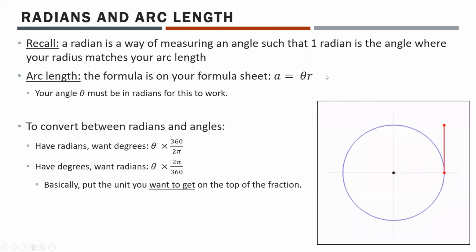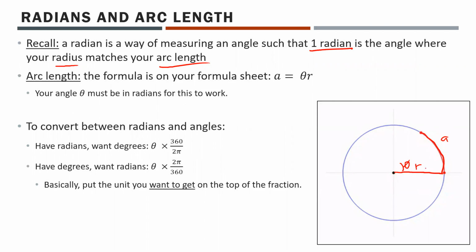All right, so radians and arc length. Recall that a radian is a way of measuring an angle such that 1 radian is the angle where your radius matches your arc length. So this picture here kind of shows it pretty well. If you notice in this circle, this of course would be 1 radius. But when you have 1 radian as your angle, then your arc length is the exact same amount as your radius, right?